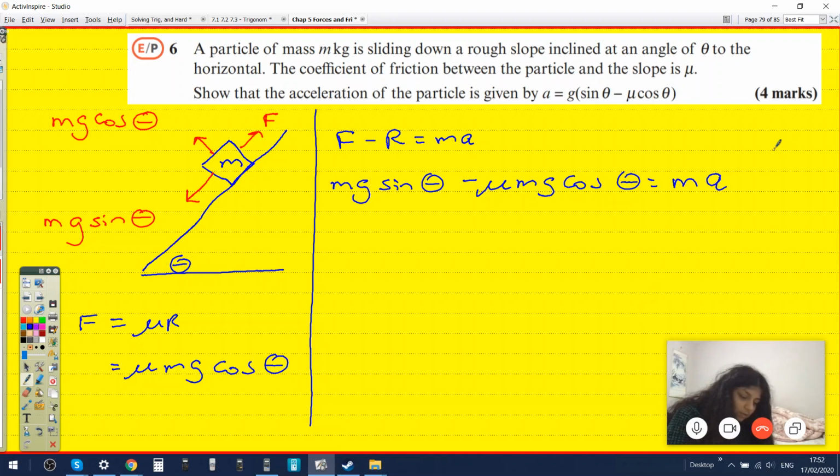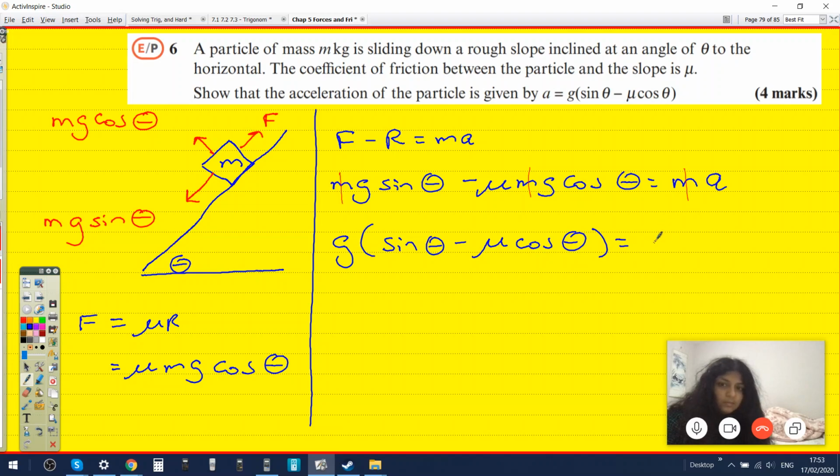I think I kind of got it. Oh, I got it! Yay! So just divide everything by m. Yeah, and then factorize out g. Oh, but I got mu cos theta minus sine theta. Could that be wrong?